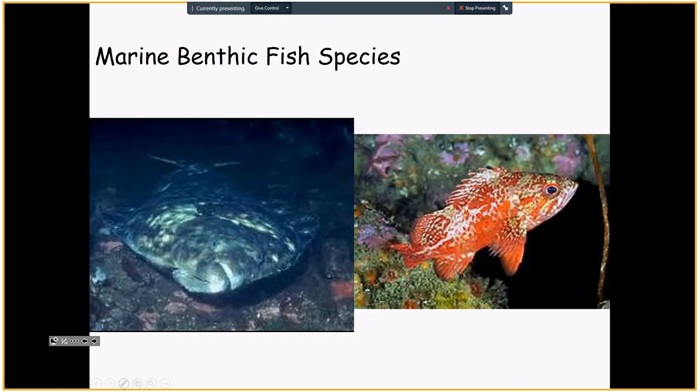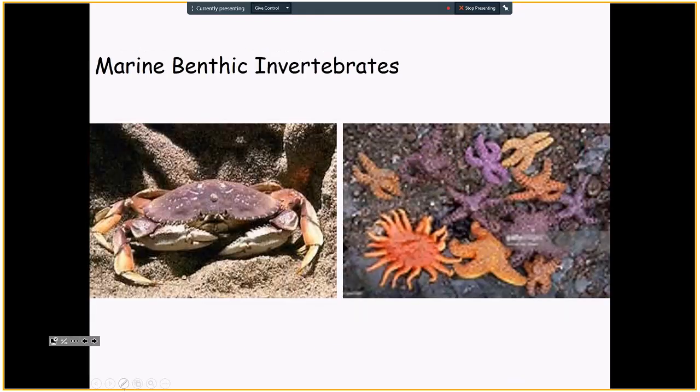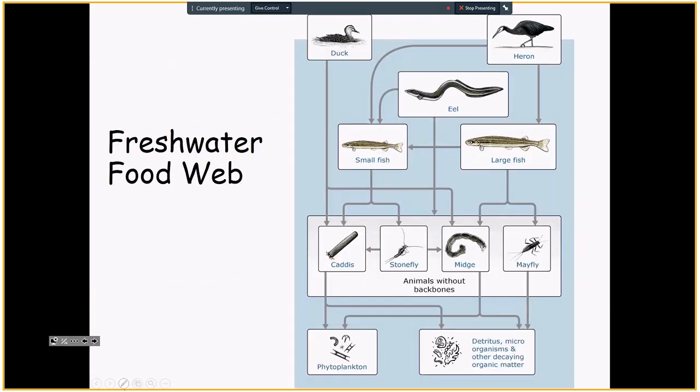Marine benthic fish species are susceptible to non-floating oils, particularly the sinker oils. Halibut and rockfish, which are bottom-dwelling, are particularly susceptible to these types of oils. Marine benthic invertebrates, like the Dungeness crab, which has a fishery associated with it, and organisms like sea stars, which adhere to the rocks on the bottom, are also particularly susceptible. So that's pretty much a summary of what I have done for the marine resources affected by non-floating oils.